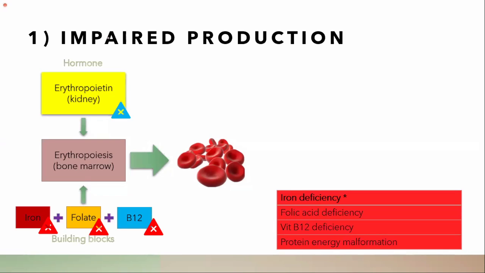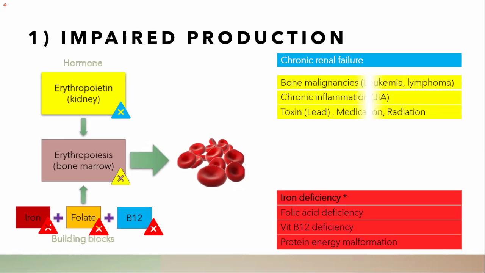The next one, when there is a problem with the hormone production, which is the erythropoietin, such as in case of chronic renal failure, also can impact the production of the red blood cell, and it will cause ineffective erythropoiesis. The next one, when there's a problem at the bone marrow itself.